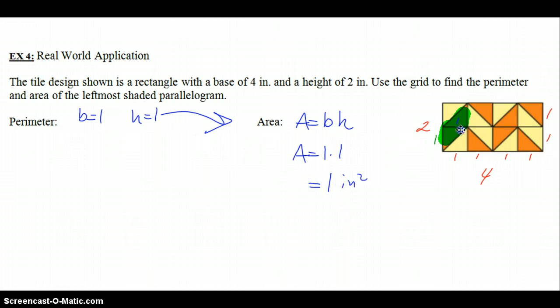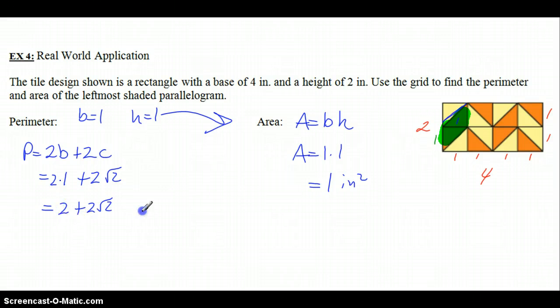The perimeter, on the other hand, we need to know what this measurement is. Well, if you look, that's the hypotenuse of a 1 by 1 right triangle. And these are 45-45-90 triangles, so the hypotenuse is √2. So the perimeter is 2 times the base plus 2 times the other side. We'll call that c. So that's 2 times 1 plus 2 times √2. And we can simplify that to just 2 plus 2√2 inches.